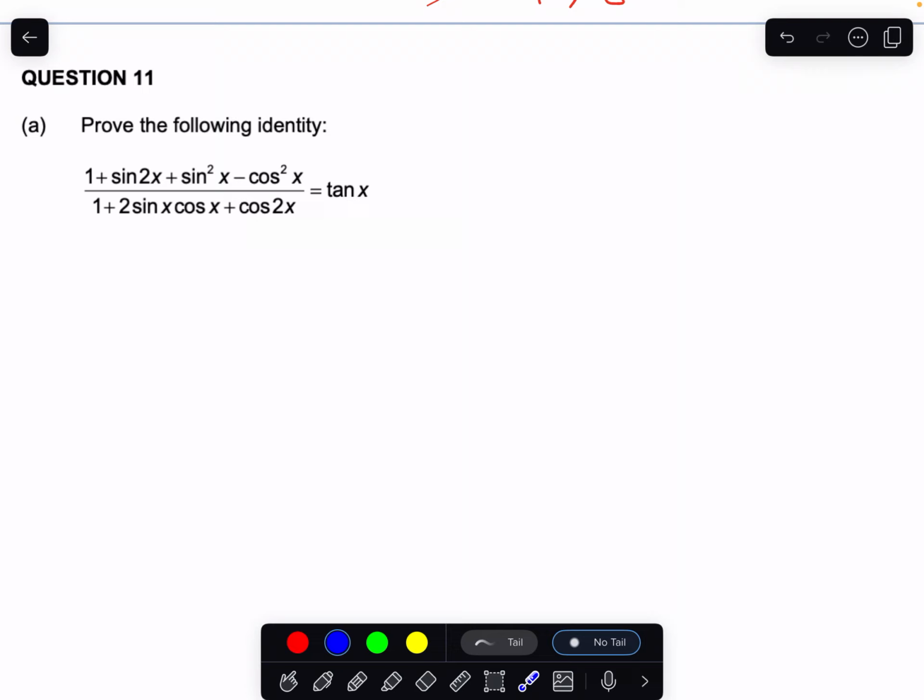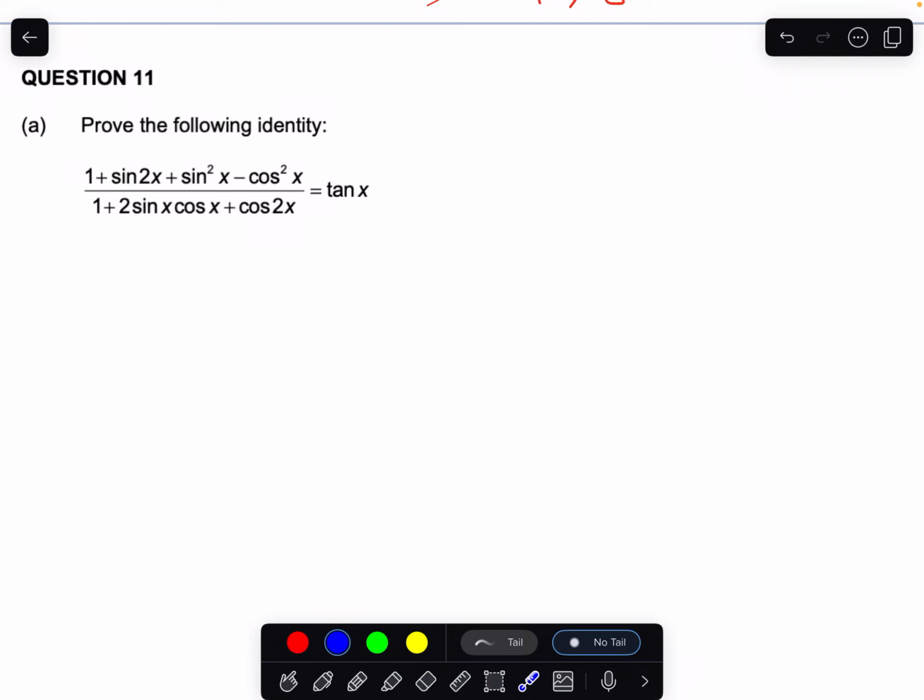So the first thing that stands out for me is that the right hand side is dealing exclusively with the angle x, whereas on the left hand side we have the angle 2x and the angle x. So as a starting point, let me try to express all these in terms of x instead of in terms of 2x.